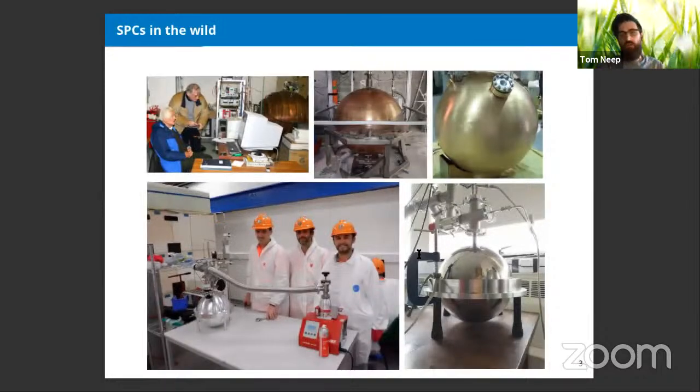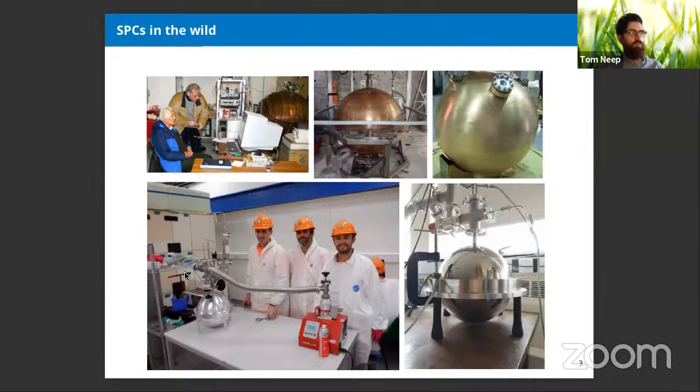To put a picture in your mind of what these detectors look like, these aren't cathedral-sized detectors like we see at the LHC. These tend to be much, much smaller, but they're these metallic spheres. The one in the top left might be familiar to some of you. This is a former LEP RF cavity which is repurposed. This was the prototype SPC. And then we see several SPCs from around the world.